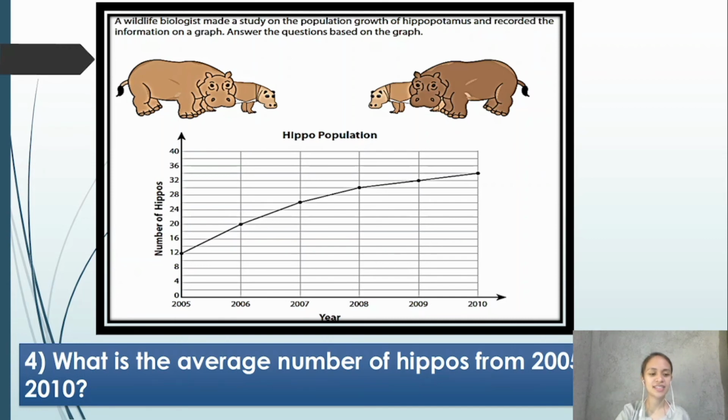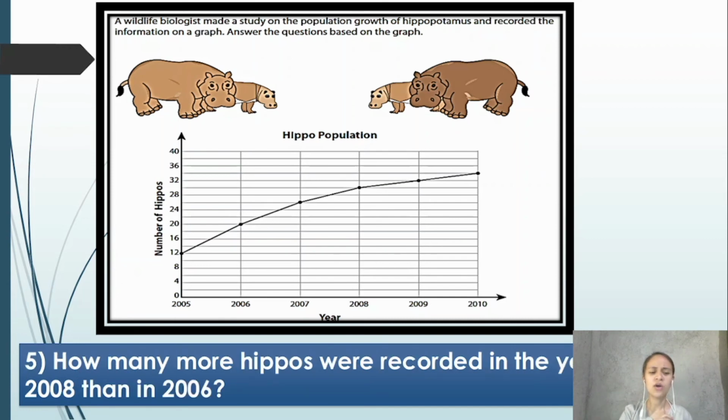Alright, next. How many more hippos were recorded in the year 2008 than in 2006? Ilan daw ang lamang ng 2008 na hippos dun sa na-record ng 2006? So, let us have this. In 2008, how many is the population of hippos? 30.